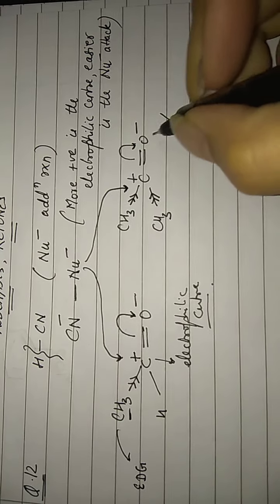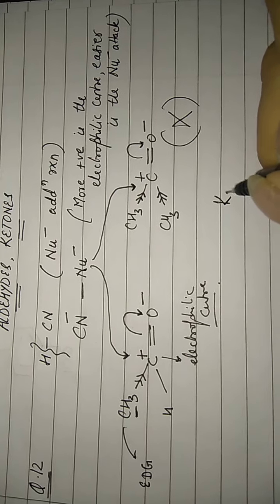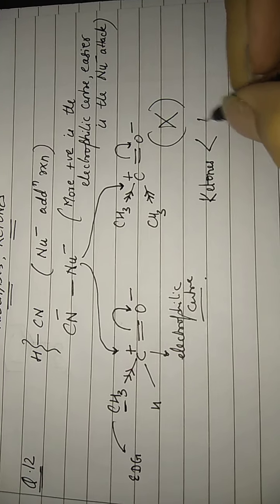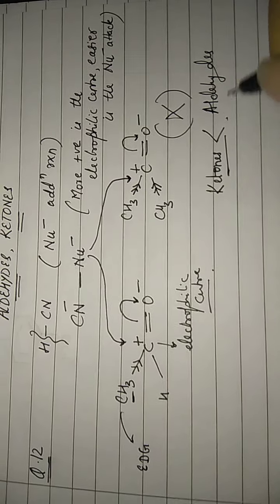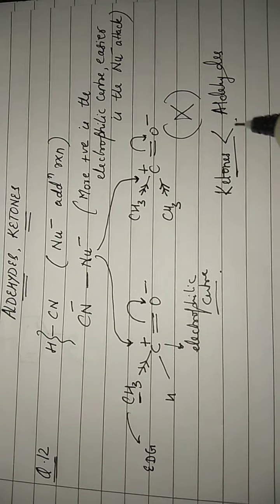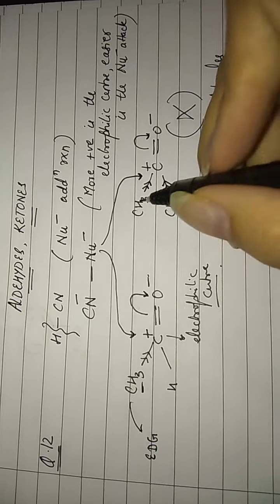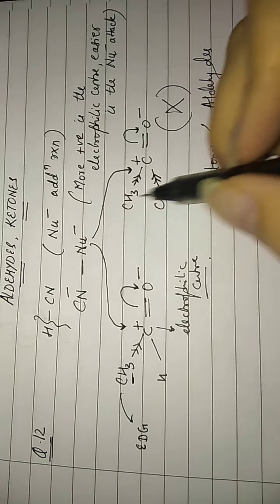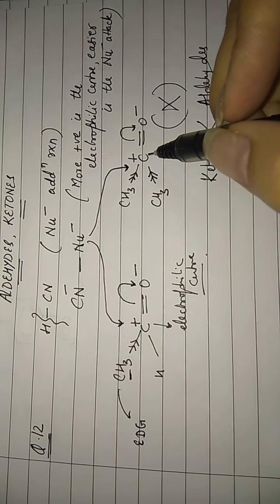So ketones are always less reactive than aldehydes in nucleophilic addition reaction because of the presence of two electron donating alkyl groups. We know that in ketone there are always two alkyl chains attached to this carbonyl carbon.